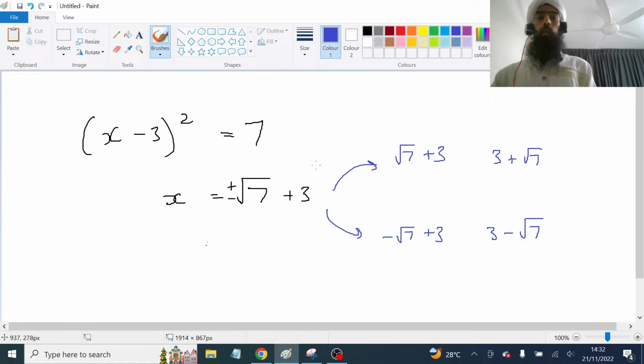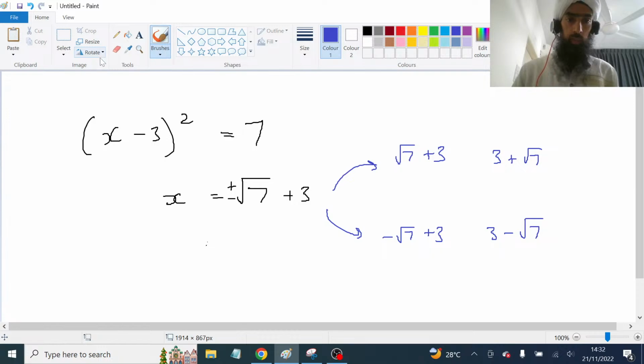So you can see it's a very, very fast method. No need to expand the brackets. Just start with the 7 and do the opposite for each operation: square root, plus 3. Remember the square root has to be a plus and minus. That's it from today's lesson.